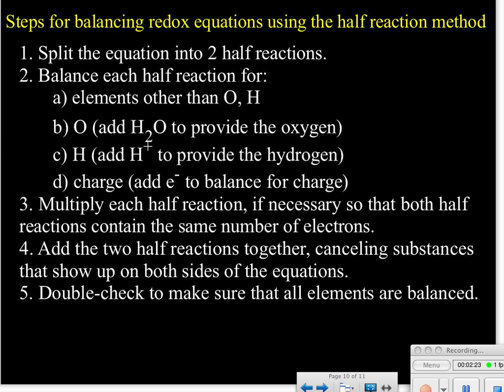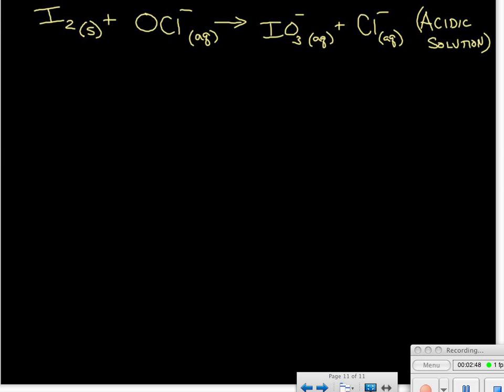Please note also that this is for balancing redox reactions when they occur in acidic solutions. If they end up happening in basic solutions, the same process is followed. There's just another step that we have to do after step 4, and that'll be the subject of another video that I have. So let's go ahead and move over here to the smartboard.